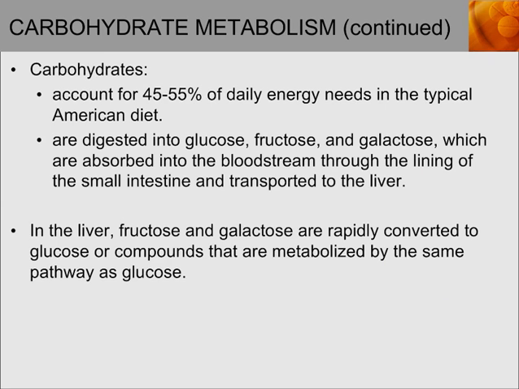So carbohydrates account for 45 to 55% of daily energy needs in the typical American diet. So once carbohydrates are digested into glucose, fructose, and galactose, they're then absorbed into our bloodstream through the lining of the small intestine. Then they're transported to our liver. So in the liver, fructose and galactose are rapidly converted to glucose. So there's a common theme here. We're trying to get everything to become glucose so that we can then go through the process of glycolysis.